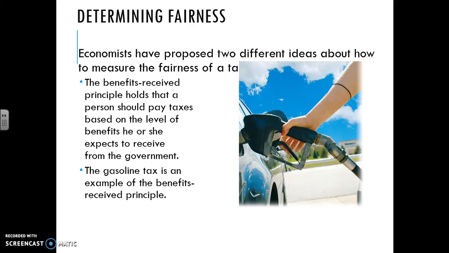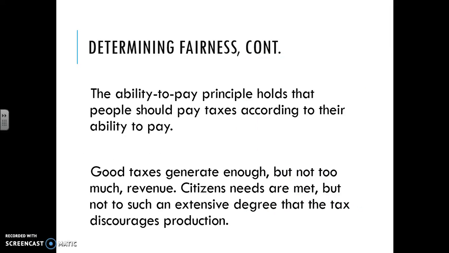And then how do you determine fairness? Well, they propose two different ideas about how to measure the fairness of a tax. The benefits received principle holds that a person should pay taxes based on the level of benefits he or she expects to receive from the government. So the gasoline tax is an example of the benefits received principle. You pay a tax on the gas that you use, you're going to benefit from being able to move your car from point A to point B, but you're also going to be taxed to offset the cost of pollution.